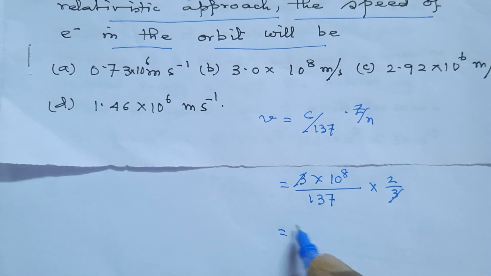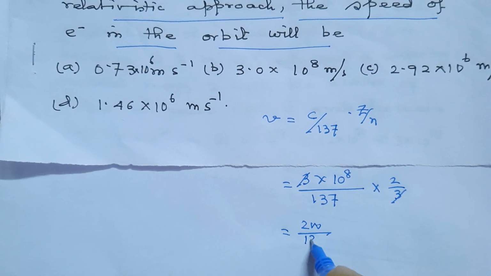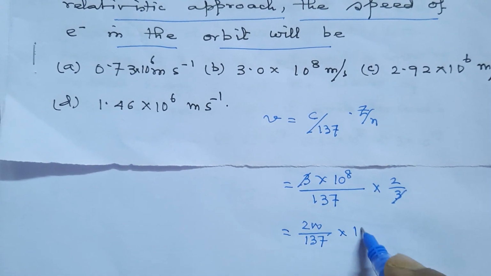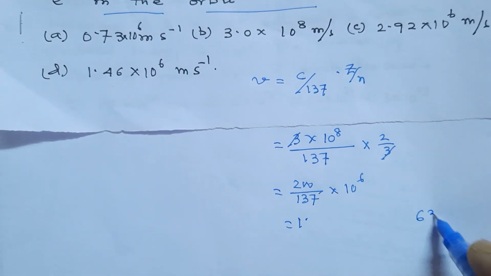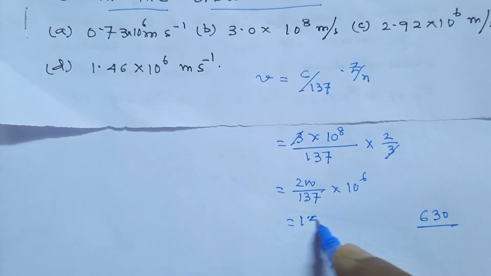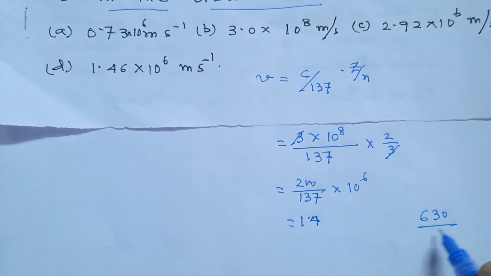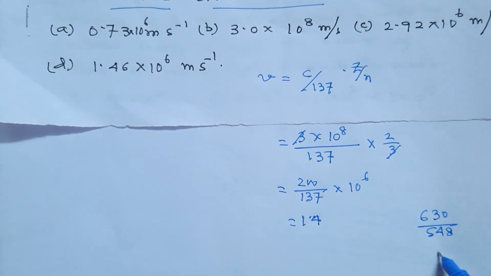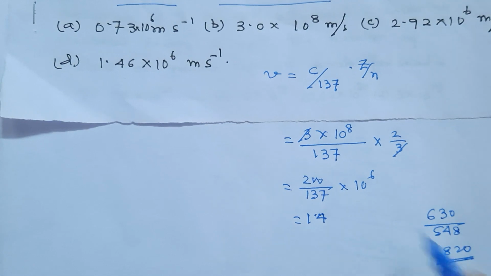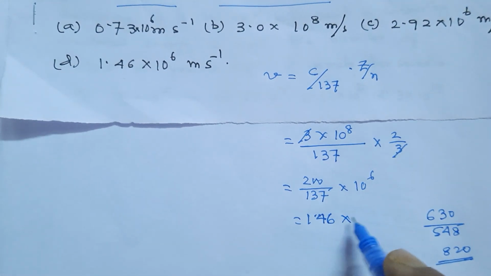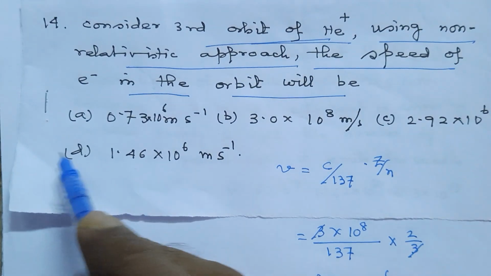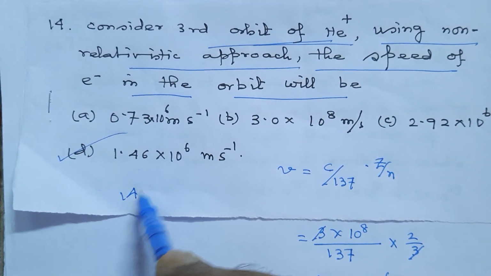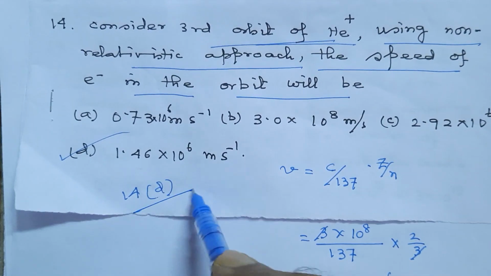So this equals 200 by 137 into 10 to the power 6, which equals 1.46 into 10 to the power 6 meter per second. So the correct answer is D. The correct answer of question number 14 is D.